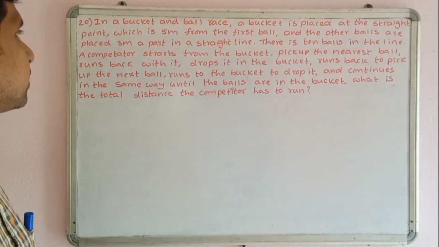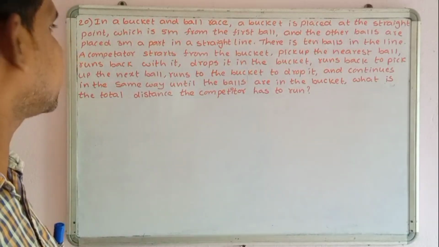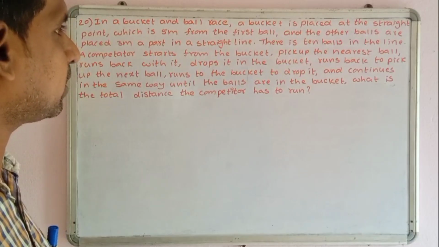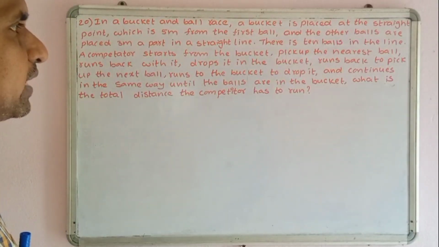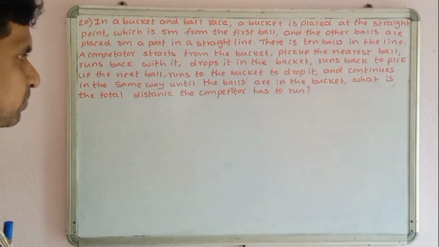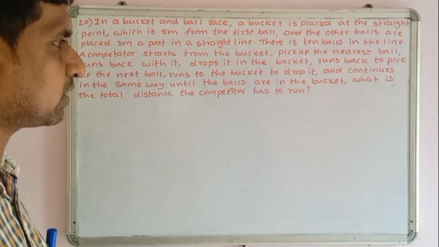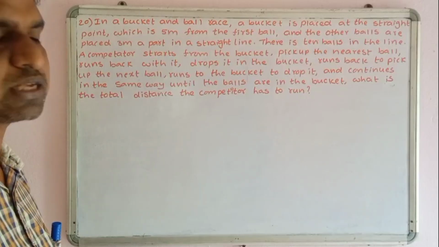Problem 20. In a bucket and ball race, a bucket is placed at a point which is 5 meters from the first ball, and the other balls are placed 3 meters apart in a straight line. There are 10 balls in a line. A competitor starts from the bucket, picks up the nearest ball, runs back with it, drops it into the bucket, runs back to pick the next ball, runs to the bucket to drop it, and continues in the same way until all the balls are in the bucket. What is the total distance the competitor has to run?